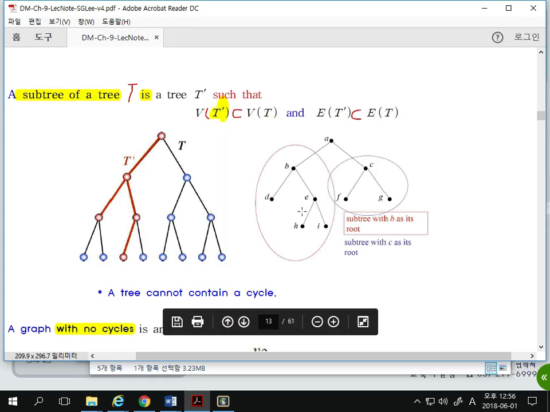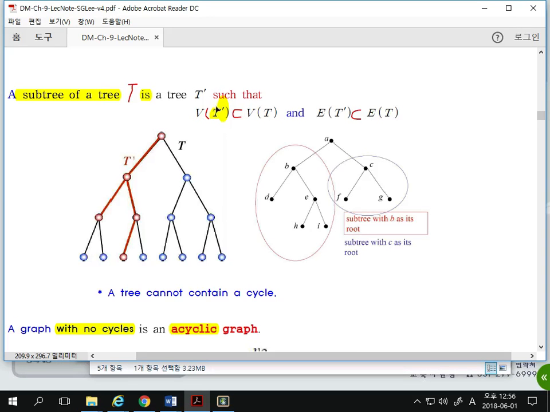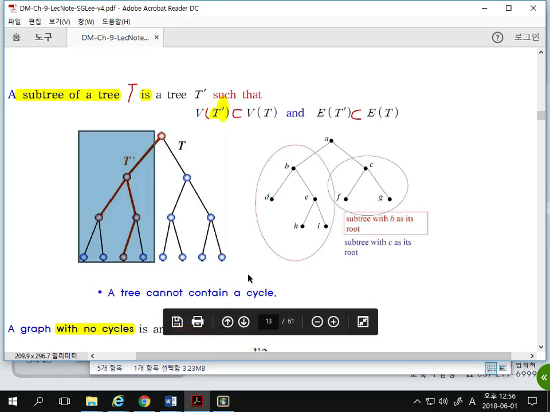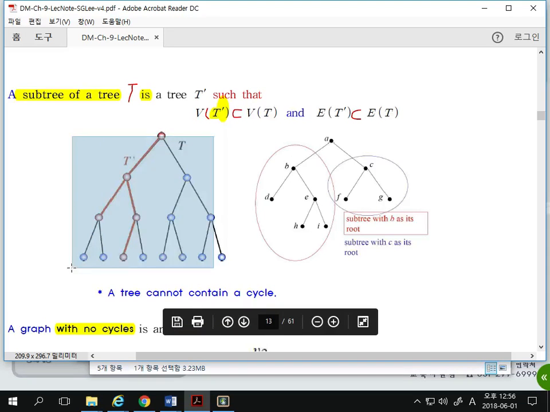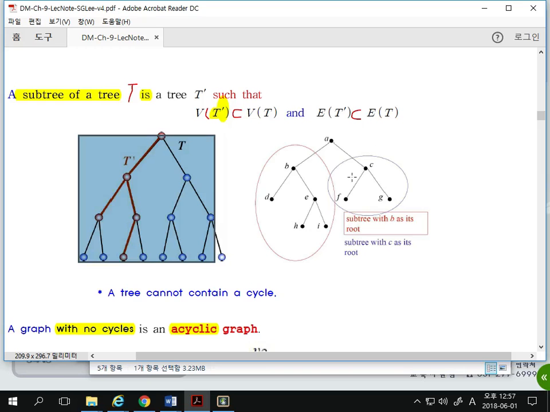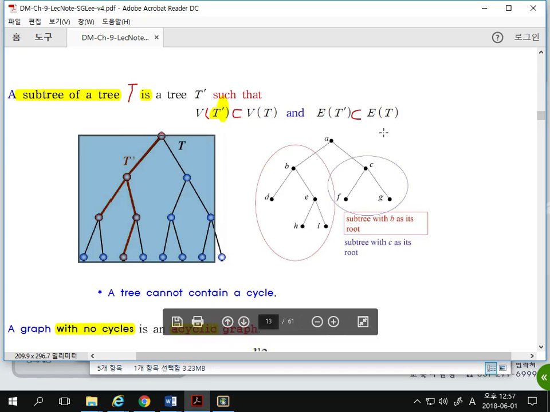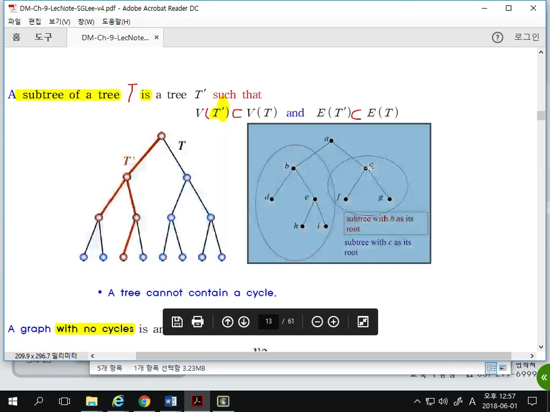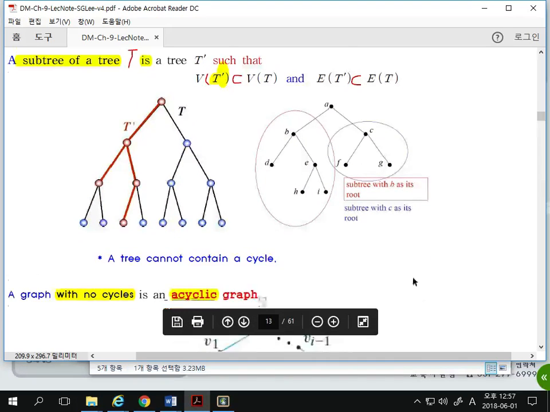Okay, so here is the formal definition of a subtree. A subtree over T is a tree T prime such that the vertex set of T prime is a subset of the vertex set of T, and the edge set of T prime is a subset of the edge set of T. So, for example, this is a whole tree, then this part can be a subtree, and this part can also be a subtree of the whole. Here rooted at C, here rooted at B.